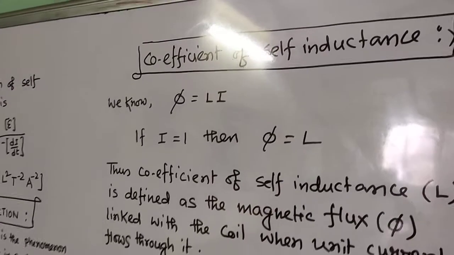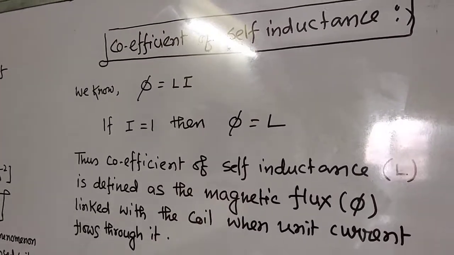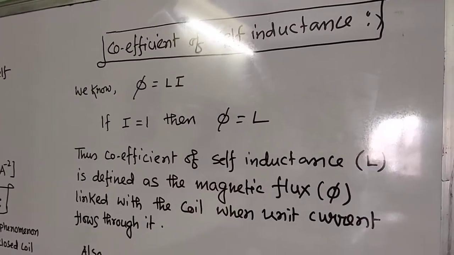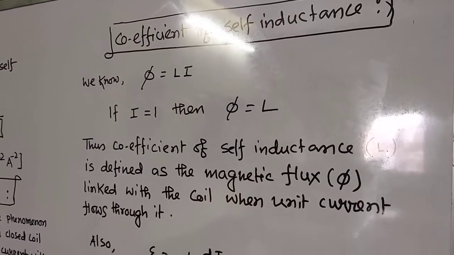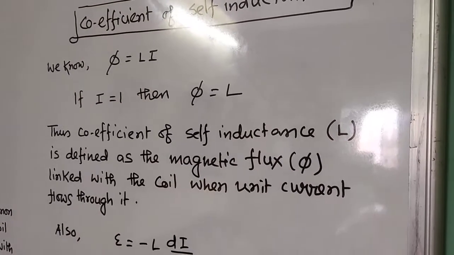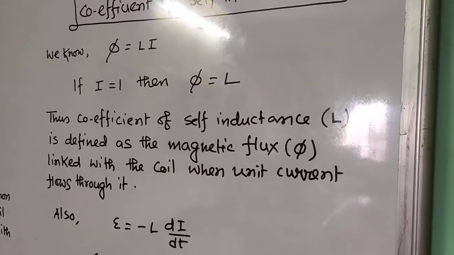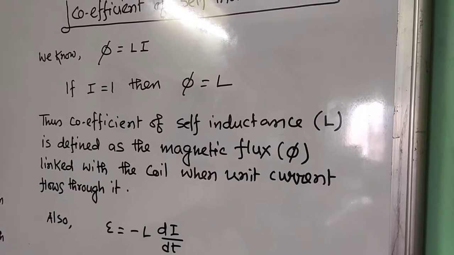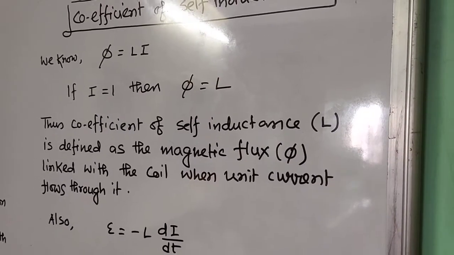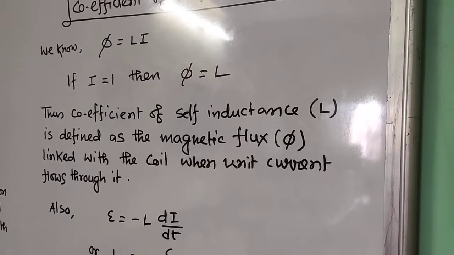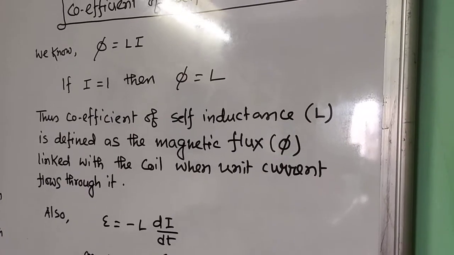Now if I equal to 1, then phi equal to L. How can we define the coefficient of self-inductance from this expression? So we have written thus: the coefficient of self-inductance L is defined as the magnetic flux linked with the coil when unit current flows through it. Okay, if I equal to 1, then phi equal to L.